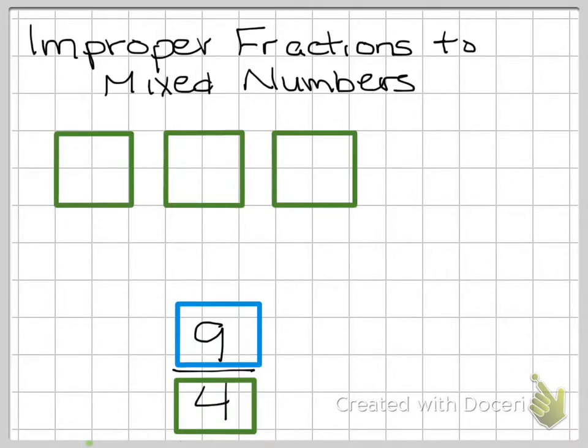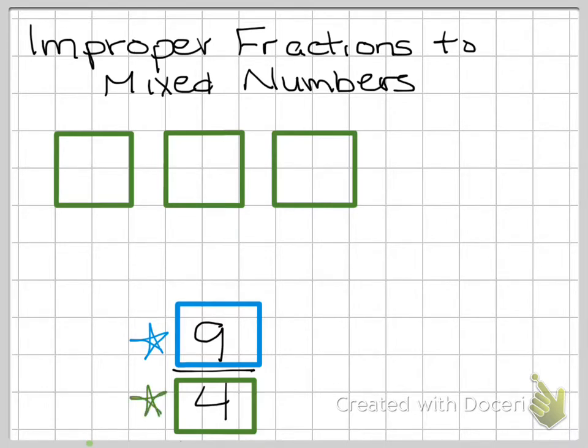In this video, we are going to go over changing improper fractions into mixed numbers. Quickly before we start, hopefully you can recall that an improper fraction is a fraction where the numerator, or in this case a 9, is larger than the denominator, which in this case is a 4.